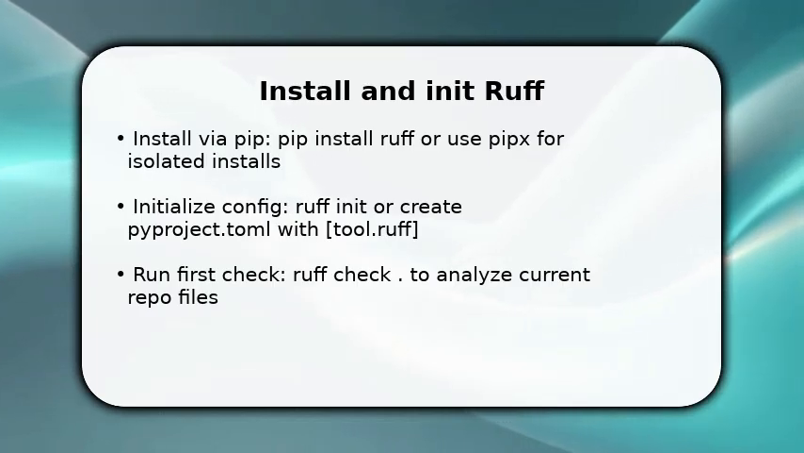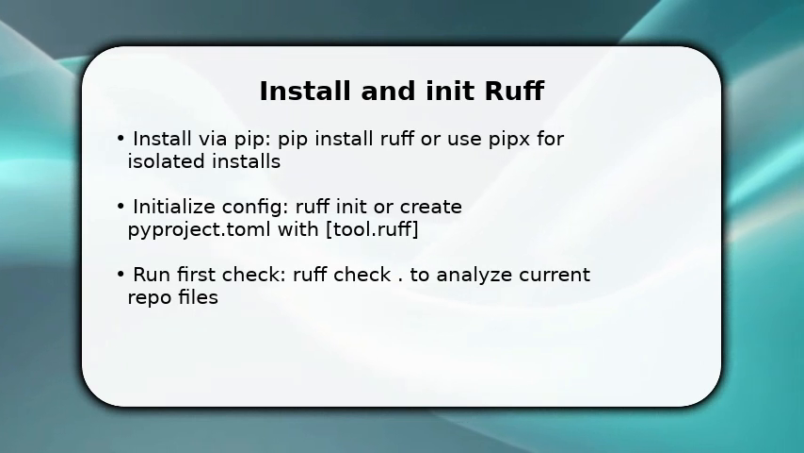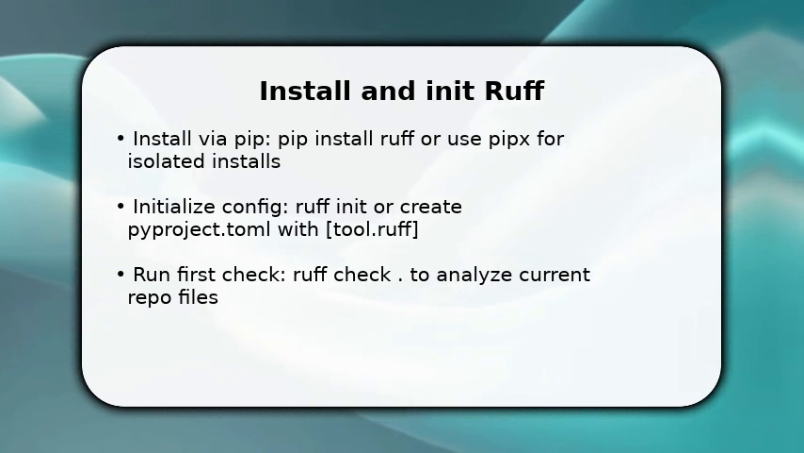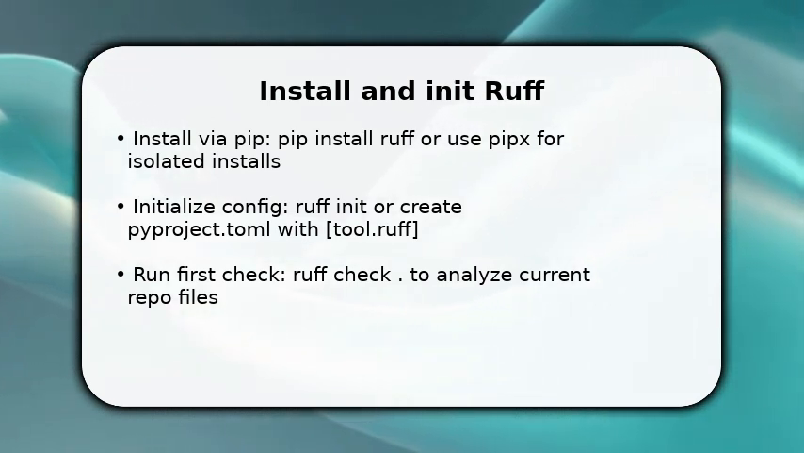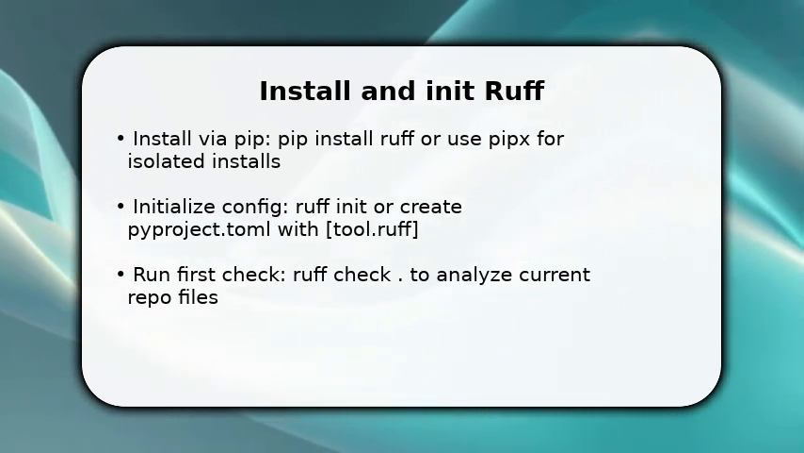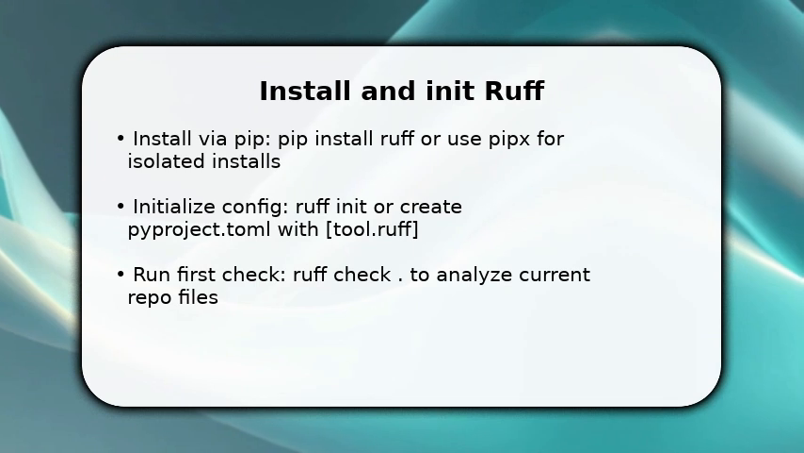You start by installing Ruff and initializing config so checks run predictably. First, install with pip or pipx. Once installed, run ruff init to generate sensible defaults. Make sure your project has a pyproject.toml with tool.ruff settings if you prefer manual edits.